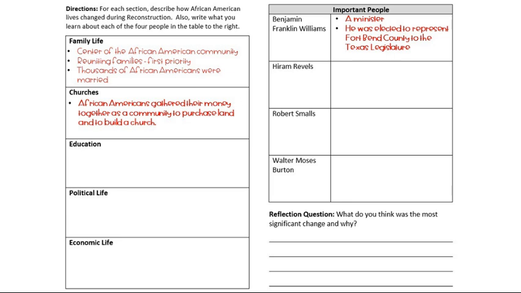We're going to go ahead and add notes now to two parts of our notes page. You see churches. You're going to add that African Americans gathered their money together as a community to purchase land and to build a church. On the right, where you see Benjamin Franklin Williams under Important People, you're going to add that he was a minister and he was elected to represent Fort Bend County to the Texas legislature. Go ahead and pause the video while you add these notes.